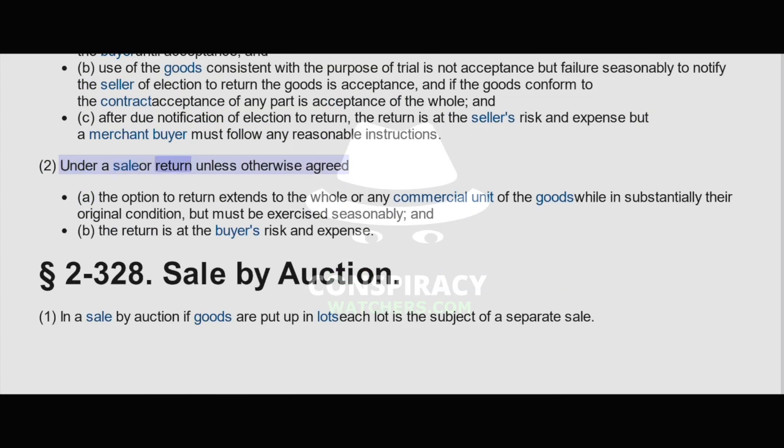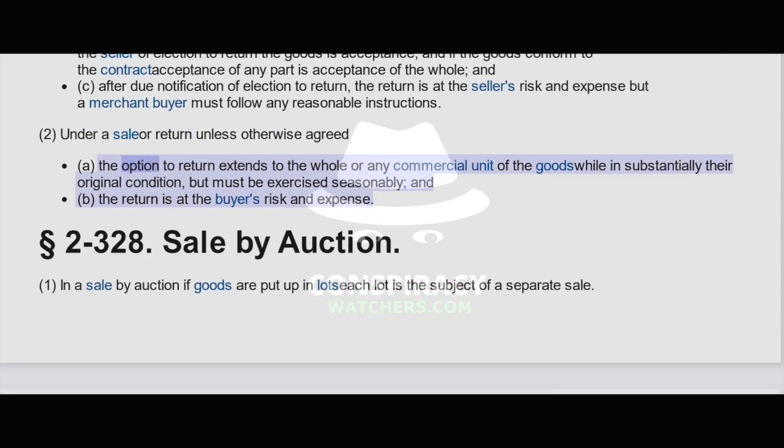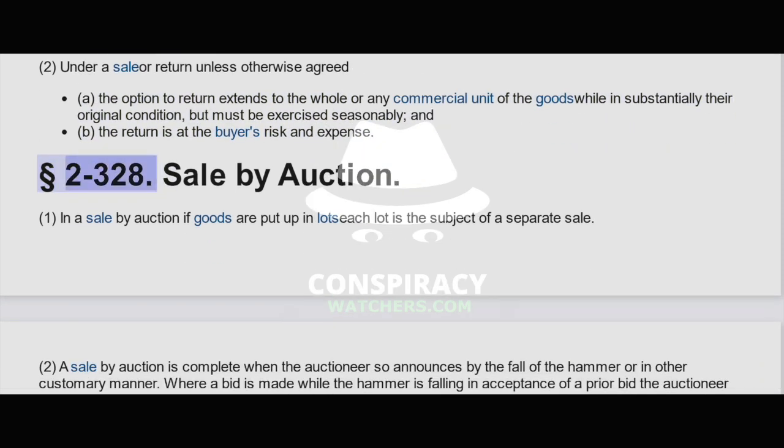Under a sale or return, unless otherwise agreed, the option to return extends to the whole or any commercial unit of the goods while in substantially their original condition, but must be exercised seasonably, and the return is at the buyer's risk and expense. Section 2-328.